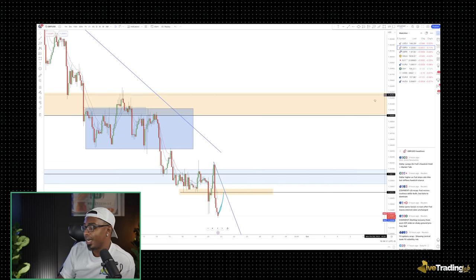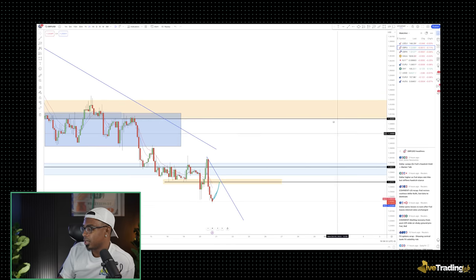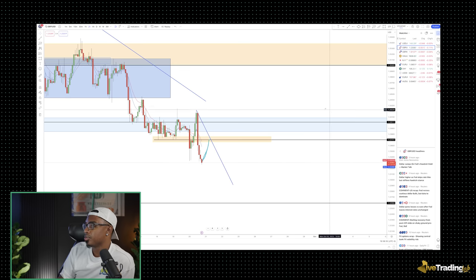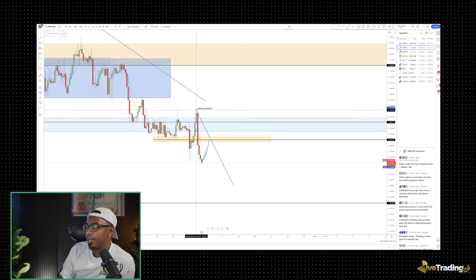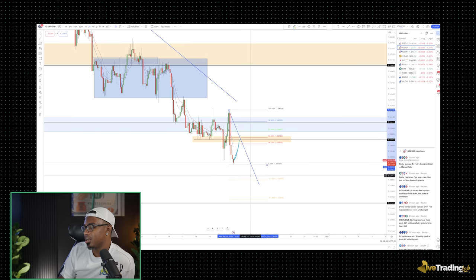I can even get a Fibonacci. Let me actually do this, sorry. Boom. I can even get a Fibonacci, A, B, C, D falls at 122.5 or around here. Well, D, the extension would be anywhere between this area, the 27 and 61.